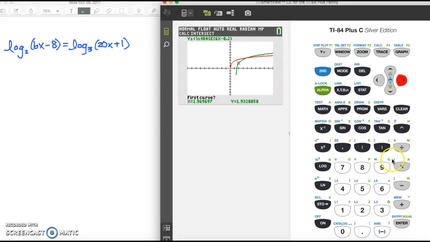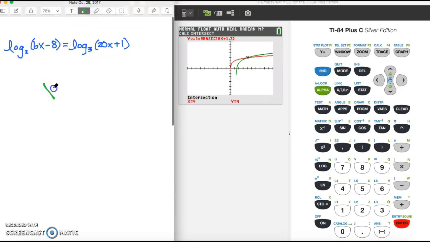Okay, so I want to make sure that cursor is on one of my curves. It doesn't really matter. Hit enter. Now I need to make sure it shows up on my other curve. It is. Hit enter. Let's give the calculator the right direction. I think it's about right there. Hit enter. There we go. So our answer to this equation is right here. X equals 4. So our answer is x equals 4. So not too hard, and that would be our answer.